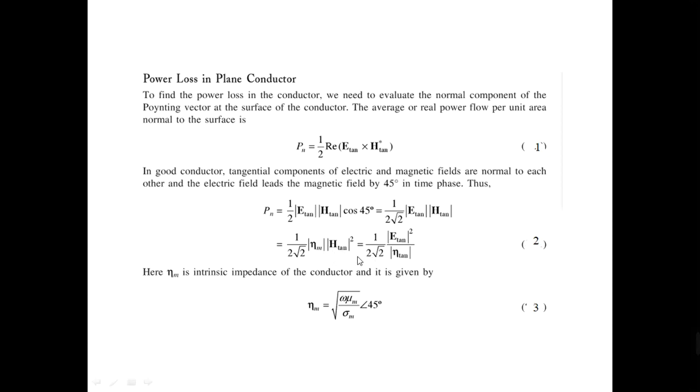And similarly, I am going to write it in terms of the electric field. So H is equal to E by eta, substitute that, and you get it in terms of the electric field, where the intrinsic impedance of the conductor is given by eta is equal to root of omega mu by sigma with an angle of 45 degrees, where m represents a metal or a conductor. So now, as I told you, E tan by H tan is equal to eta. Now for good conductors, it is equal to the surface impedance. As I told you, the intrinsic impedance of a conductor is equal to the surface impedance.